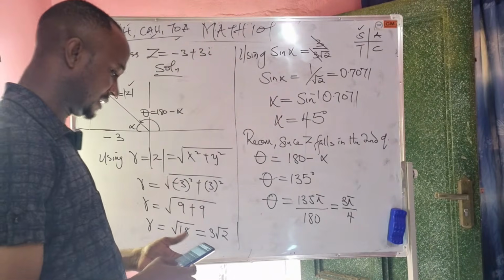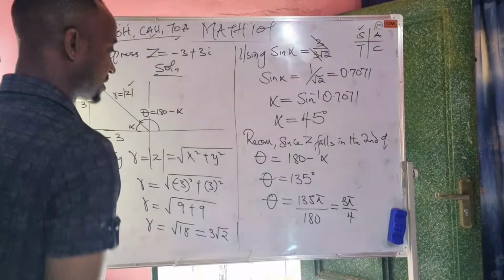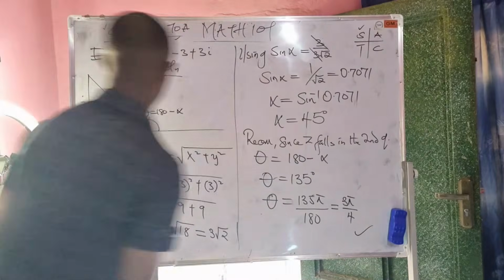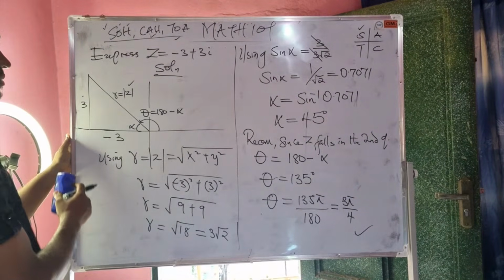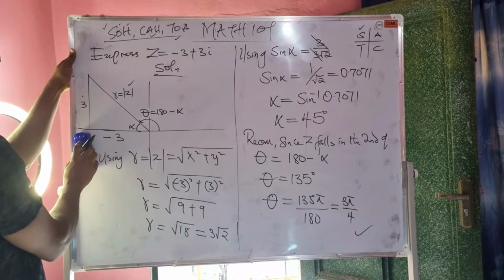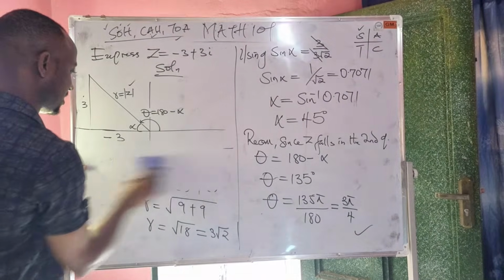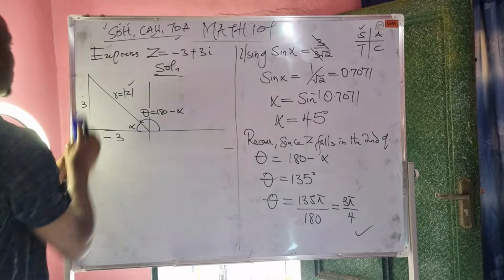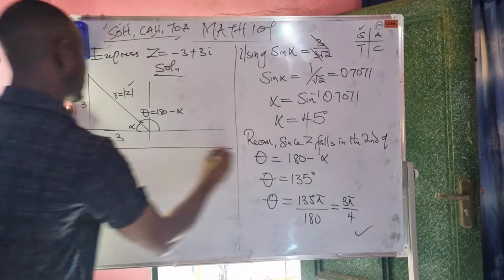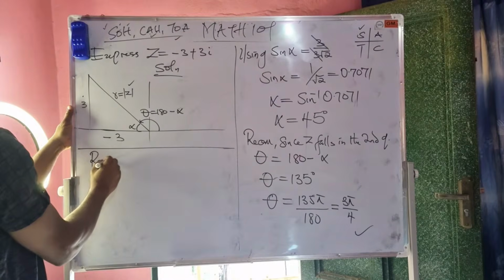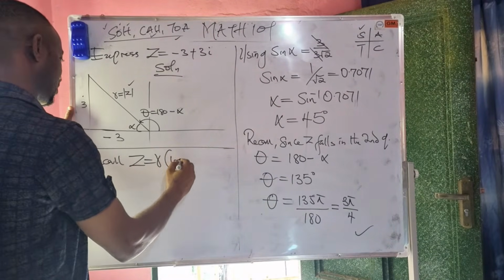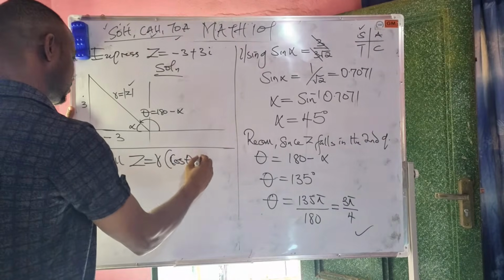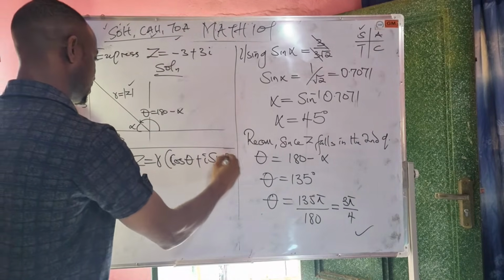Now the next step is to express what we have here in polar form. So let's express it in polar form. What we do is to recall that the value of Z equals r cos theta plus i sin theta.